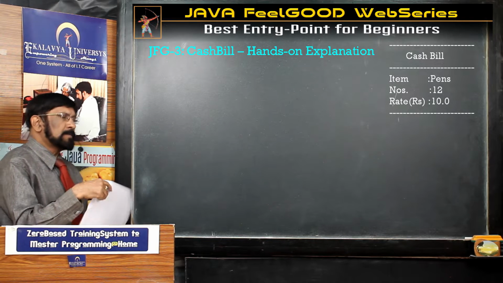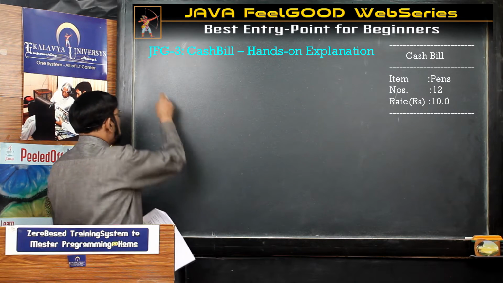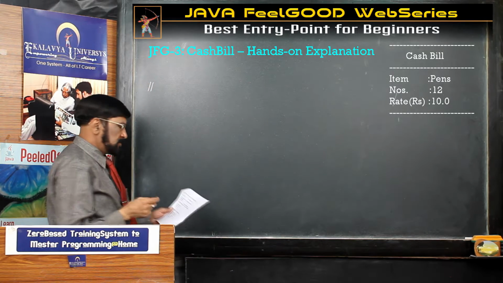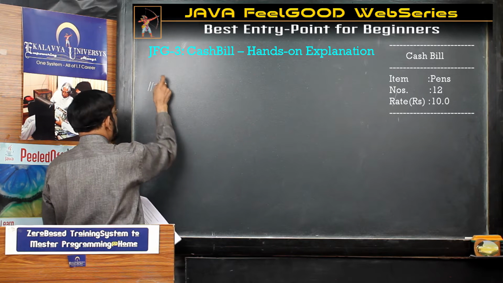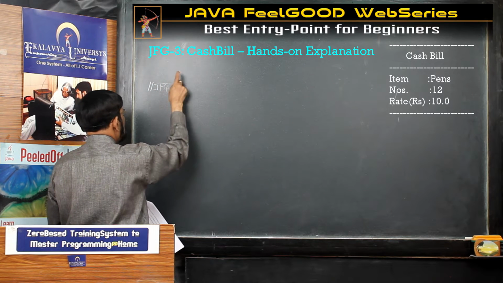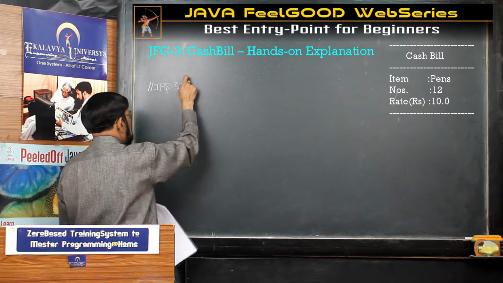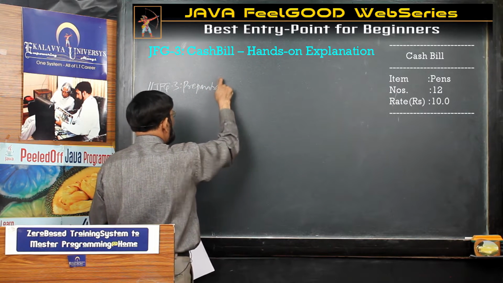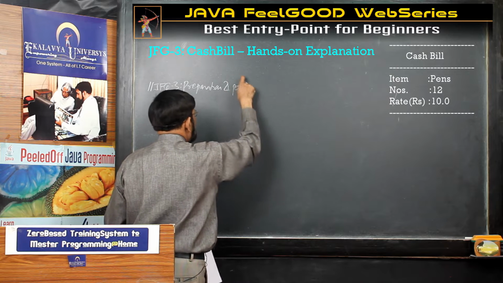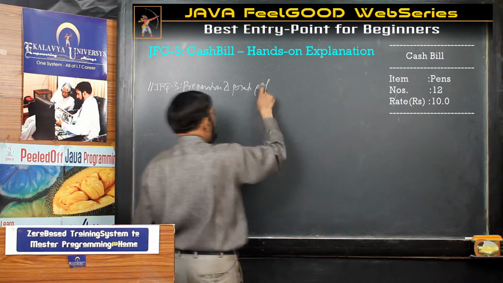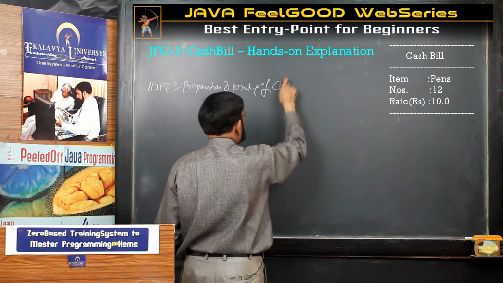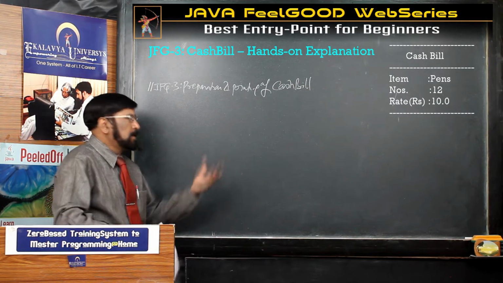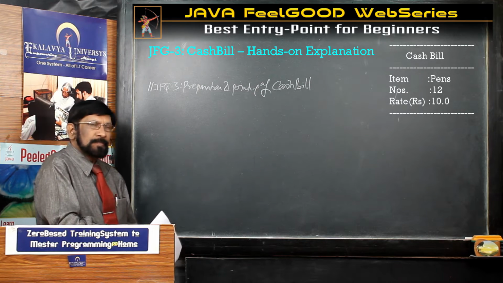each and every element. Okay, as I told you already, every program should start with a comment. This is the convention. So what name do we give? JFG. This is the third program. What is the task of that? Preparation and printing of cash bill. In this manner you write what is the task of the program.